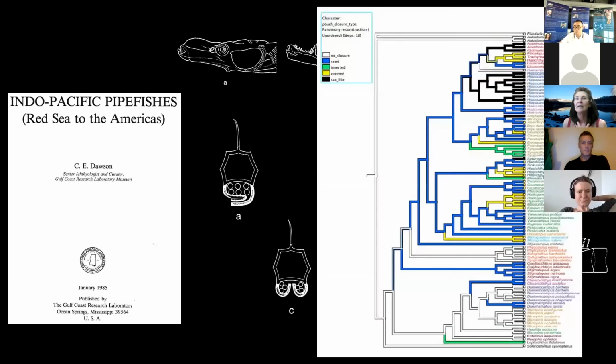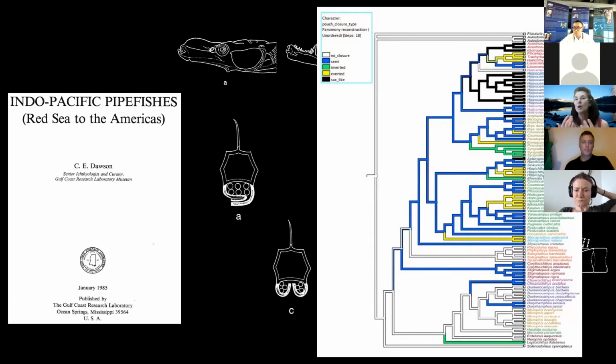So here we've mapped onto the phylogeny we presented in 2017 some brood pouch characters. So here you're looking at the color patterns of different ways the brood pouch closed, mapped onto this hypothesis of evolutionary relationships. And what you can see is the colors flop all over the place.